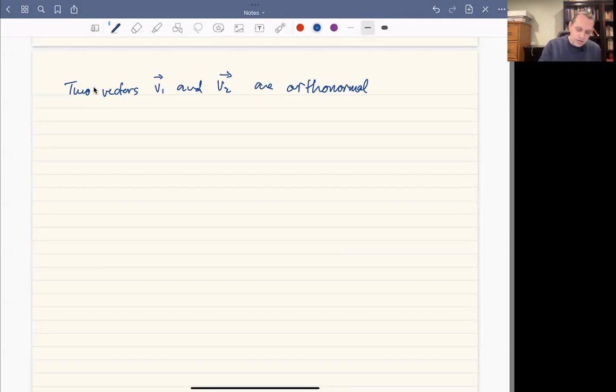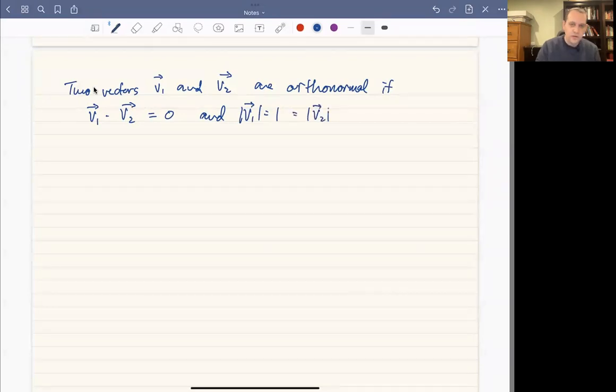So orthogonal means that the angle between them is 90 degrees, or equivalently, like we talked about, their dot product is 0. And to be orthonormal, we also want them to have unit length. So the length of the vectors v1 and v2 is going to be 1. Okay, so they're both unit length.